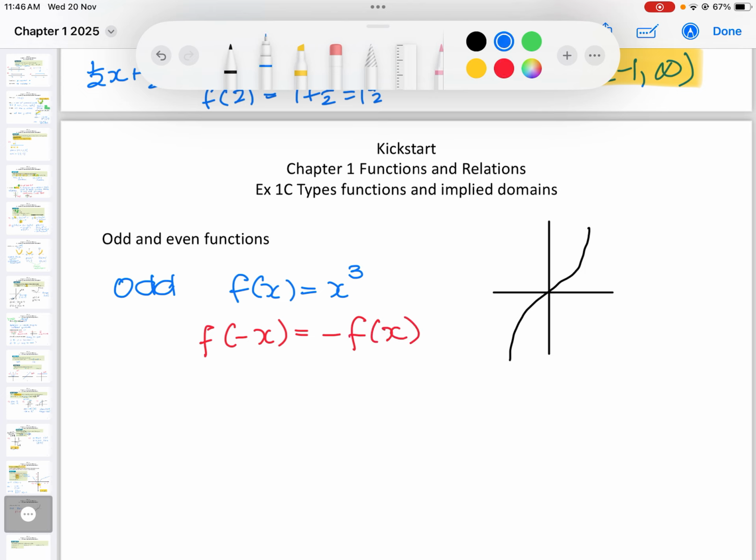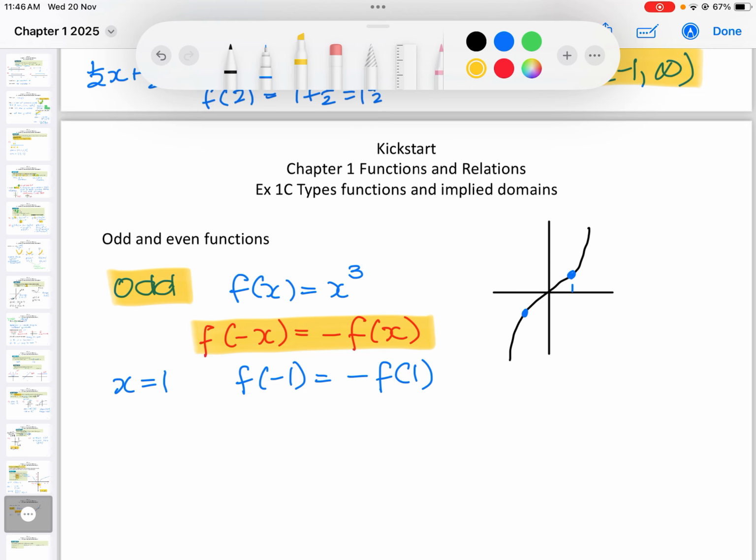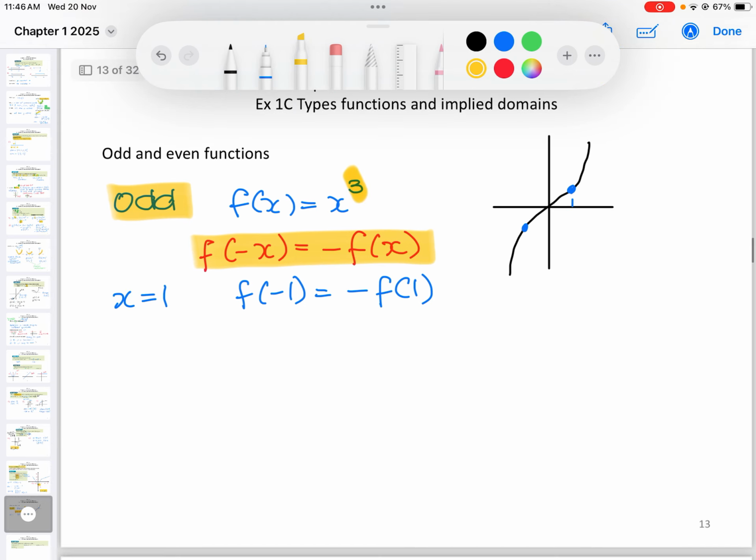Let's see what happens. So if x was 1, it's saying f of minus 1 is the same as minus f of 1. F of minus 1 here, f of 1 here. They're the same y coordinate except one is negative. So they are odd functions when this is true. And they're ones with odd powers. So even functions have an even power. So it might be something like f of x equals x to the 4. We did those, didn't we?